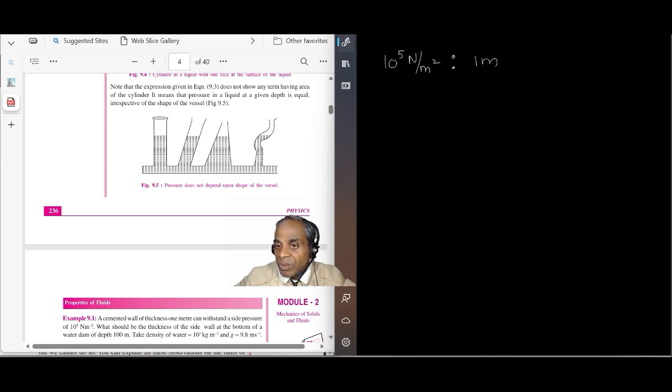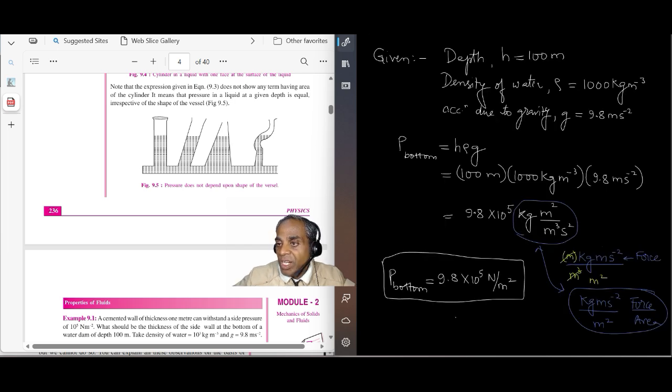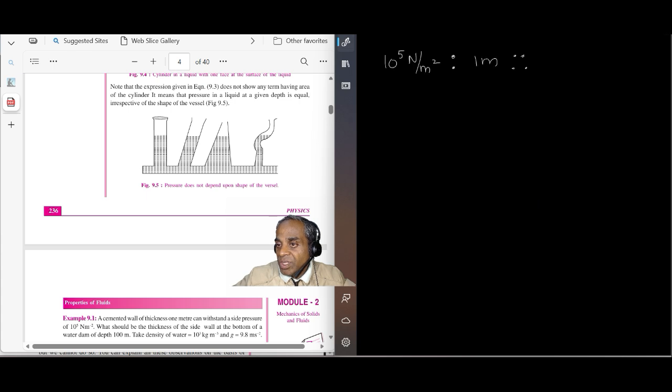So I will use the symbol of ratio here, and then proportional. So 10 raised to 5 Newton per meter square is to 1 meter, so as the pressure we calculated, 9.8 into 10 raised to 5. It is 9.8 times 10 raised to 5. So 9.8 into 10 raised to 5 is to how many meter thickness? X meter. It's a very simple ratio proportion calculation.